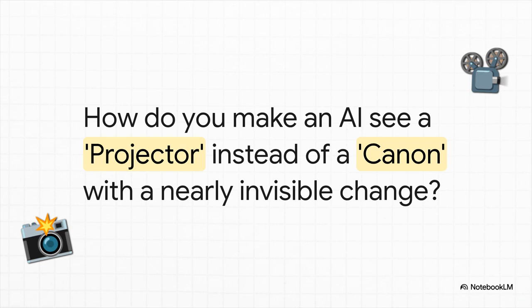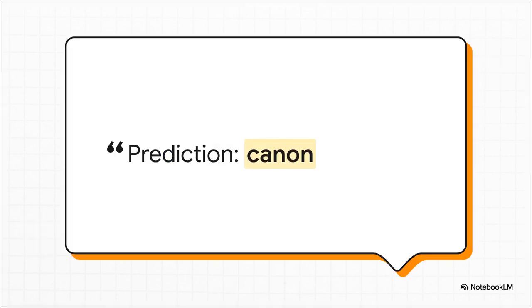So just how subtle can this be? Well, let's take a look at a famous example from an attack called DeepFool. We start with a normal picture of a Canon camera. The AI knows exactly what it is. But could an attacker make it see something totally different? As you'd expect, we feed the original image to the model, and boom, it gets it right. Prediction, Canon.